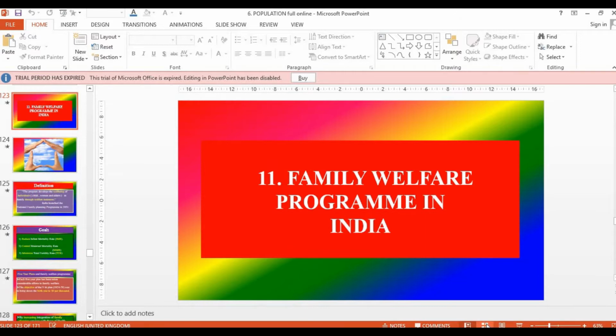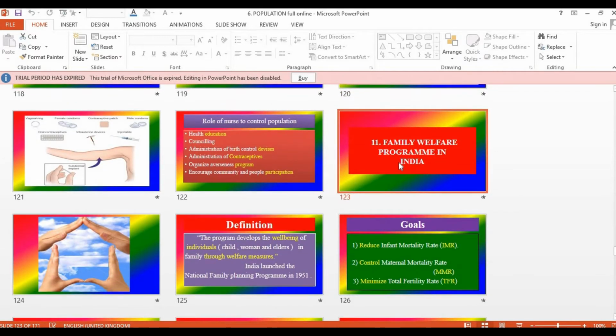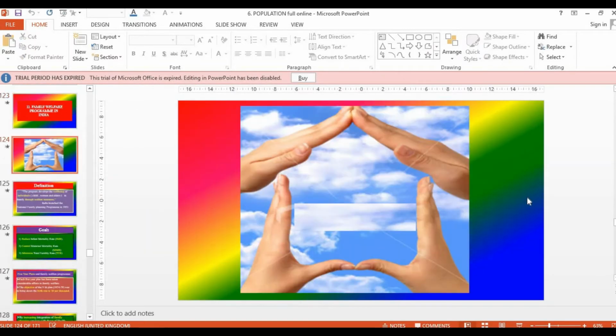Family welfare program. Look at this picture. Every family member together builds a healthier family.